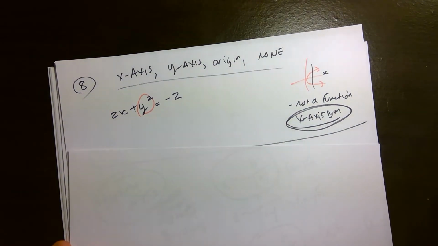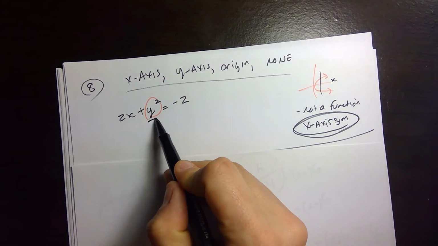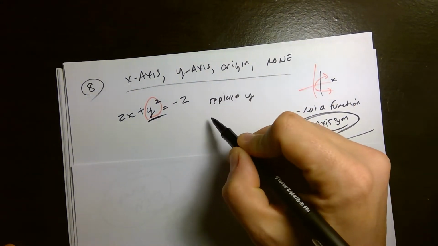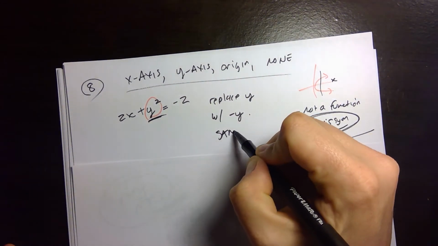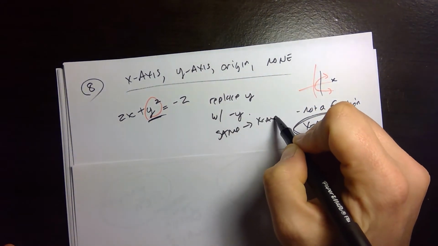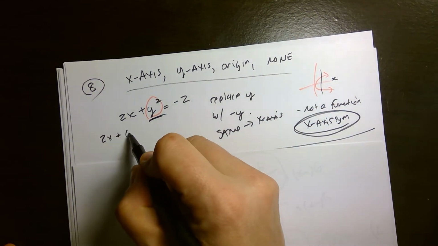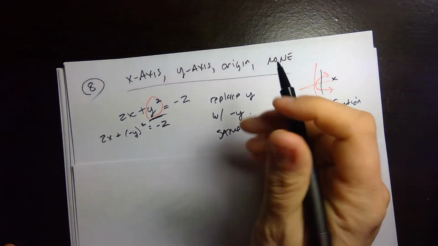In order for us to prove it, we're going to do something similar to the odd, even, or neither test. We are going to take this y squared and replace y with a -y. And if it's the same, bam, you've got your x-axis symmetry. So let's do that. We're going to have 2x plus, instead of writing just regular y, I'm going to write -y, and square it. Of course, I want to simplify.